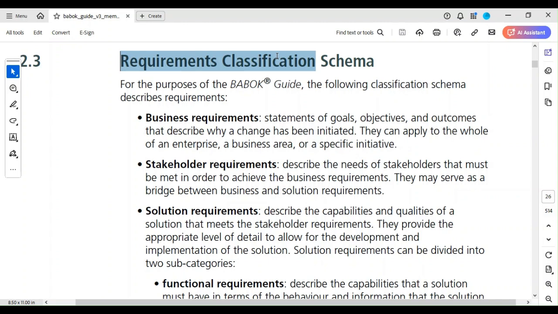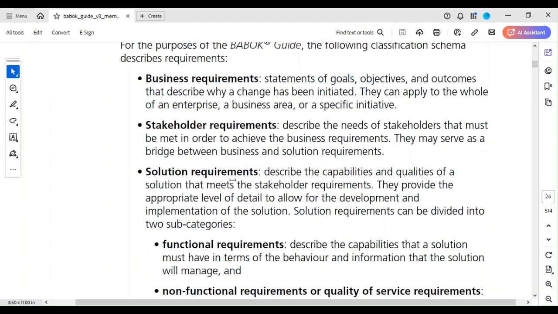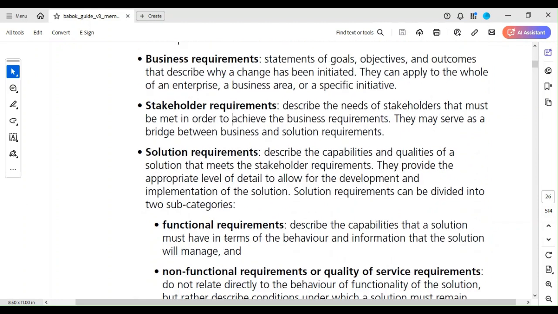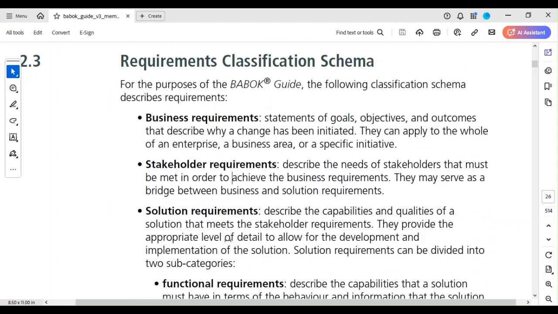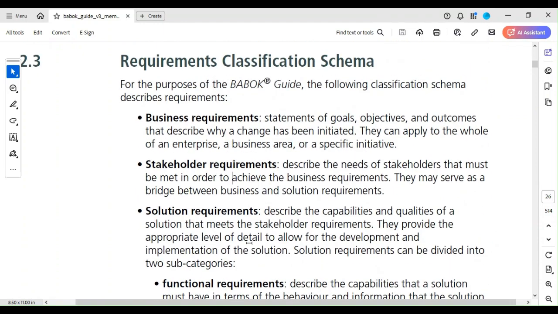This tries to divide requirements into different types, okay? Let's go through the headings first before we go into it. Now we have the business requirement, that is requirement from the business area. We have the stakeholder requirement, that's requirements from your stakeholders. Solution, that is requirement born from the solution. The transition requirement is mostly operational, I believe. Yeah. Business requirement: statements of goals, objectives, and outcomes that describe why a change has been initiated.